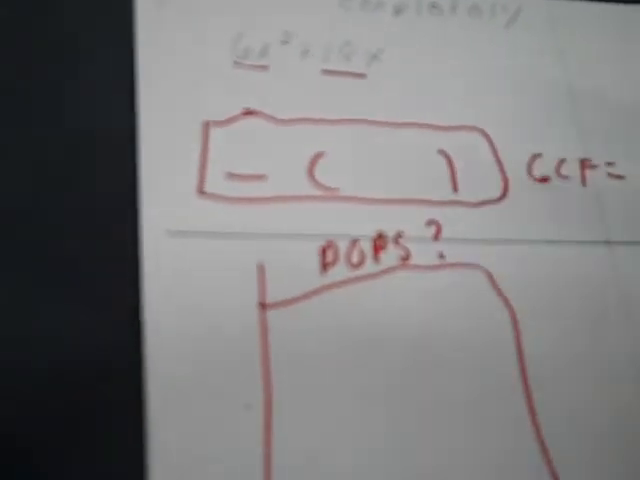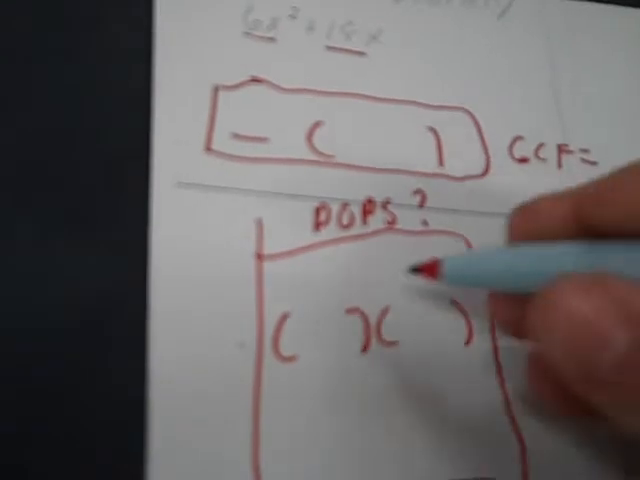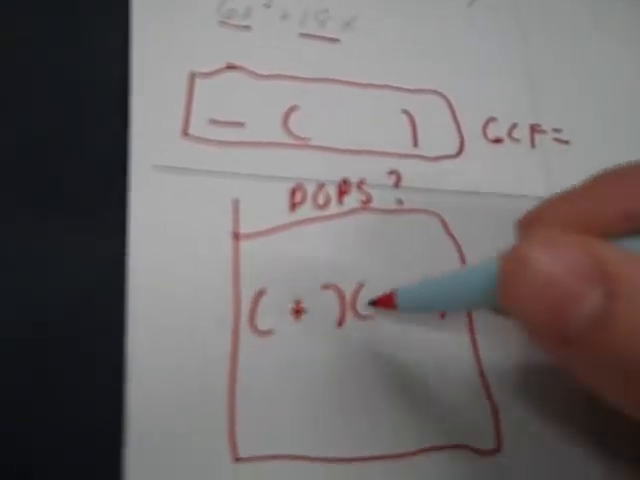I abbreviate it using the phrase DOPS, question mark. Okay, then I make two parentheses, and one's plus, one's minus. And I need to be able to put the exact same thing inside of those. If I can't, I cross out the box.